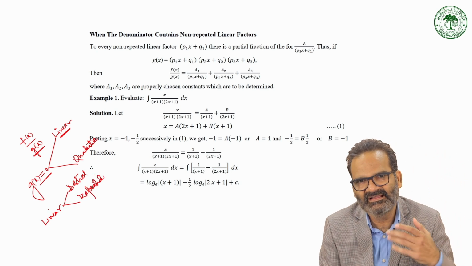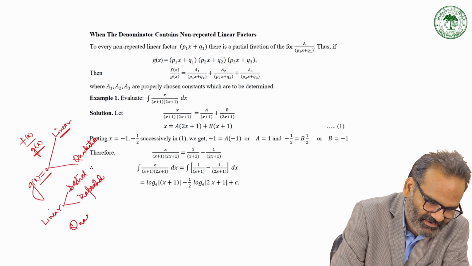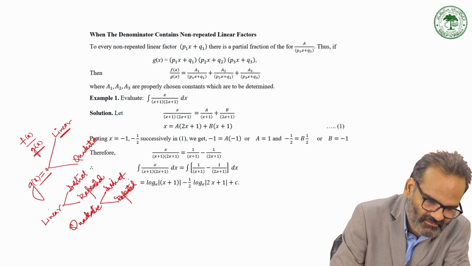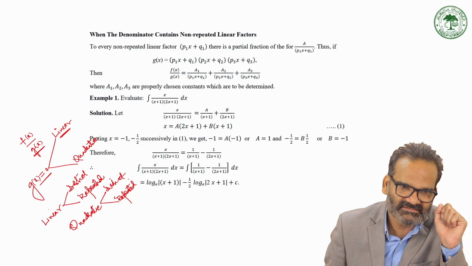First, we will consider the linear case, then we will discuss the quadratic case. Likewise, in case of quadratic, we will have the two possibilities, distinct and then repeated. Repeated means a factor is being repeated once or more than once. So total, we will get four possibilities, right?